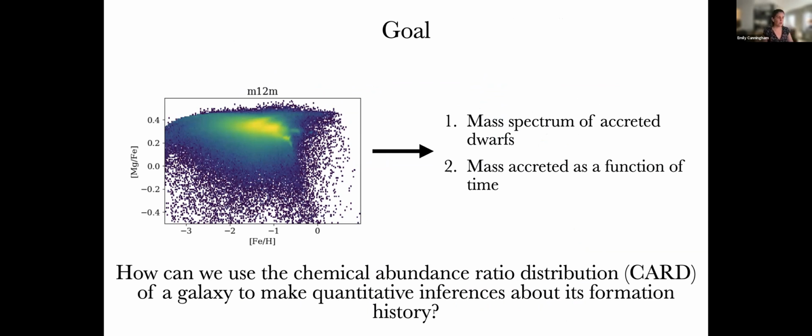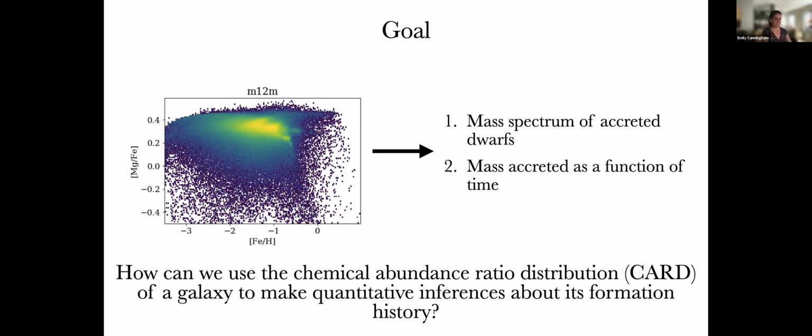So specifically, when I say assembly history, much of what we want to know is what is the mass spectrum of accreted dwarfs, by which I mean what fraction of the Milky Way's mass came from dwarf galaxies of a given mass. So how much from low mass events versus higher mass events. And then we want to know about when the Milky Way assembled its mass. So did it accrete most of its mass early or late, etc.? And how can we make these quantitative statements based on the abundance distribution?